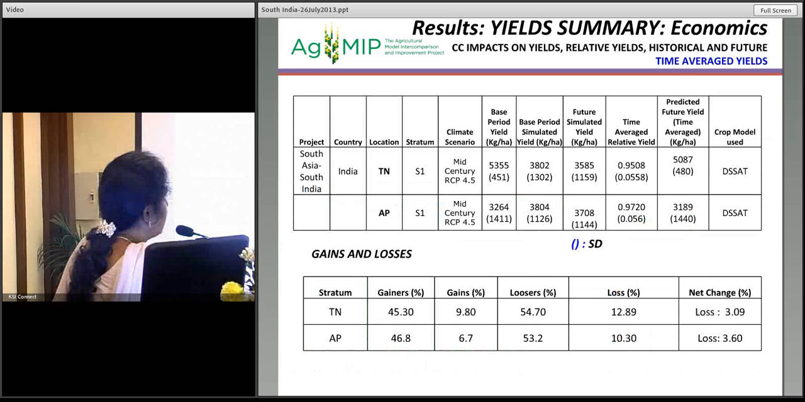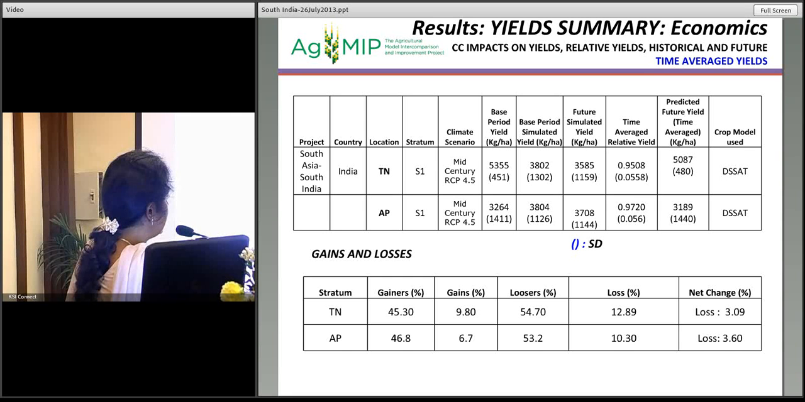So this is the summary of the economic analysis. The parenthesis is indicating the standard deviation values here, but these are the yields in kilograms per hectare. This is the time average relative yield. So the same thing could be seen here as well. The time average relative yield is 0.9508, and future projected yield is 5087, whereas the base period yield is 5388. So when we compare this, the net change is a loss of something like 3.09% expected. The same way we did it for Andhra Pradesh as well.